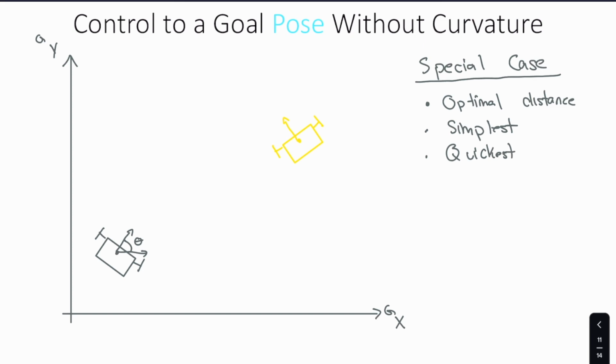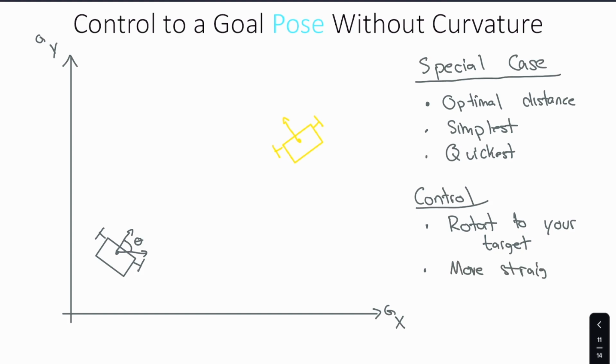This is not something you could do with Ackerman steering, which is what your car uses, or many other types of robotics. But it is probably what you may have been yelling at your screen in the previous slides. You will just rotate to your target. Go straight forward. And then rotate to your goal orientation.